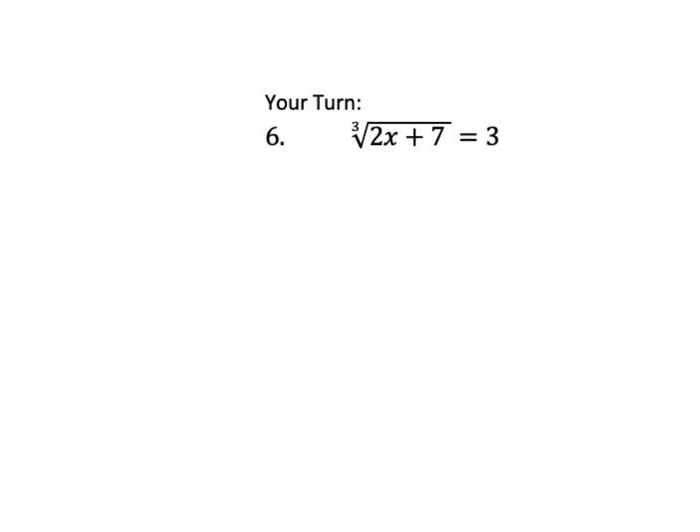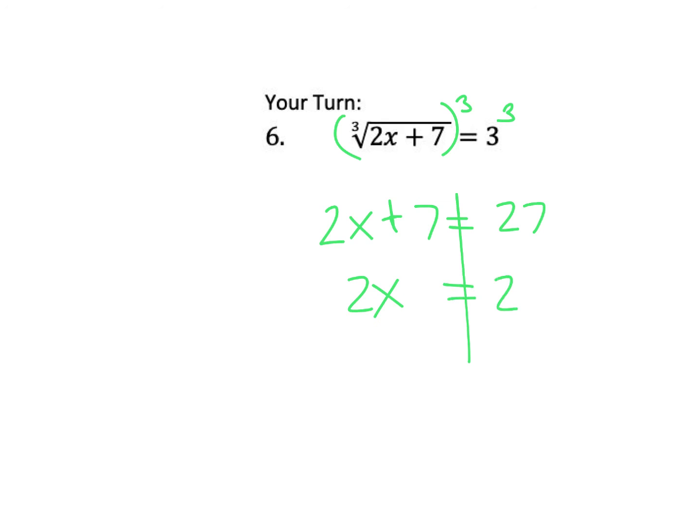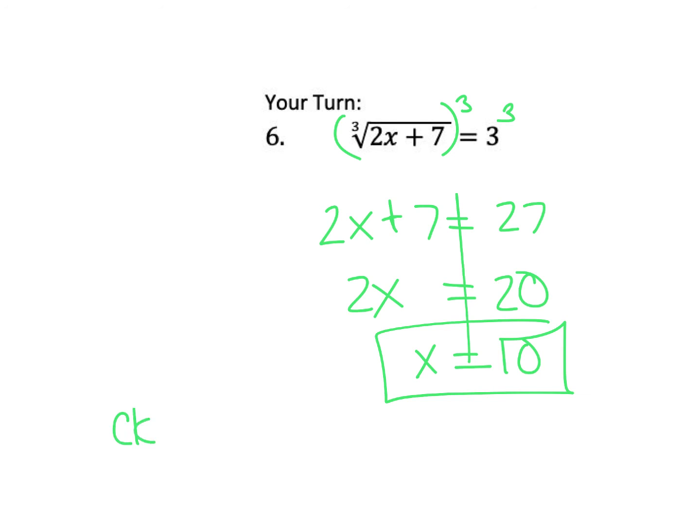So hopefully you see that your radical is isolated, so you're going to begin by cubing both sides, the inverse, which produces 2x plus 7 is equal to 27. And now I'm going to solve by subtracting 7 from both sides, which gives me 2x equals 20, and then x equals 10. Check your answer, and when you do, the cube root of 27 does that equal 3? And it does, so this one is satisfied.